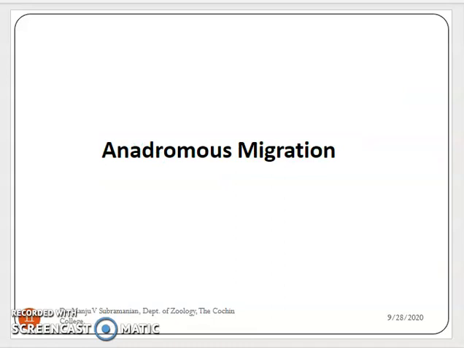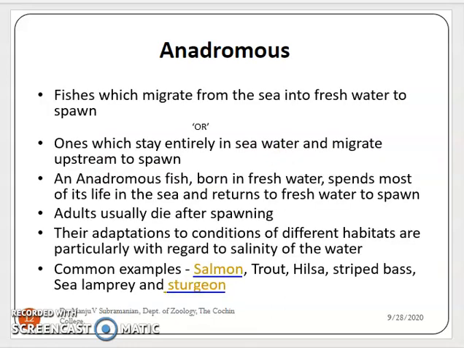So first of all, we will discuss the anadromous migration. In anadromous migration, the fishes migrate from the sea to freshwater to spawn. So in order to breed, the fishes migrate from the sea to freshwater, or the ones which stay entirely in the seawater migrate upstream to spawn. Certain fishes live their entire life cycle in the seawater, but at the time of spawning, they migrate to the freshwater. That type of fishes are called anadromous fishes, and that type of migration is called anadromous migration.